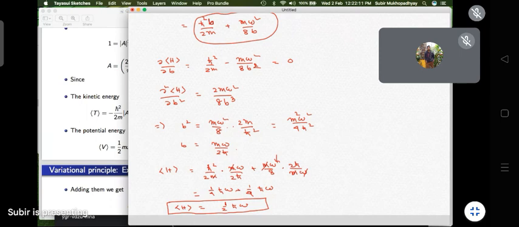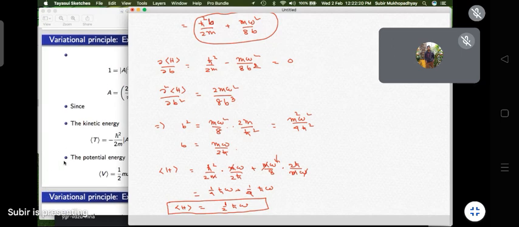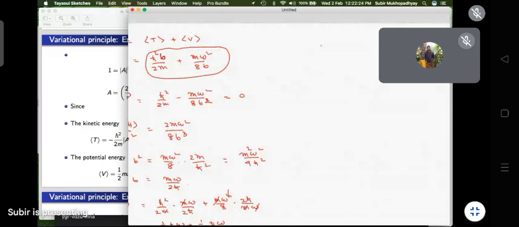And if we consider this b equal to m omega by 2 h bar, and then we also know that our psi x was what?